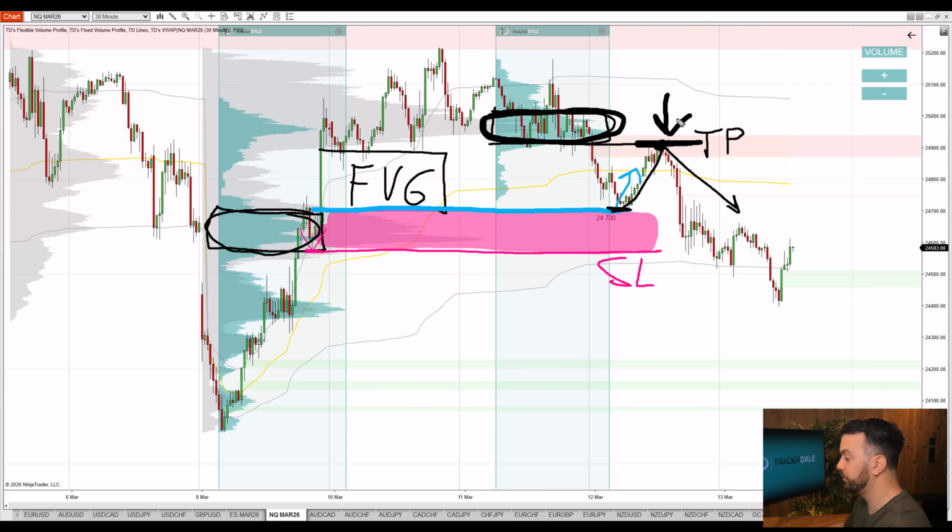All right, so this is a typical trade, how I trade with volume profile and how I use it not only to define the trade entry, but also the stop and the take profit.